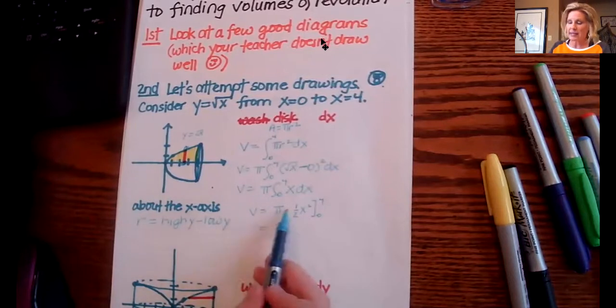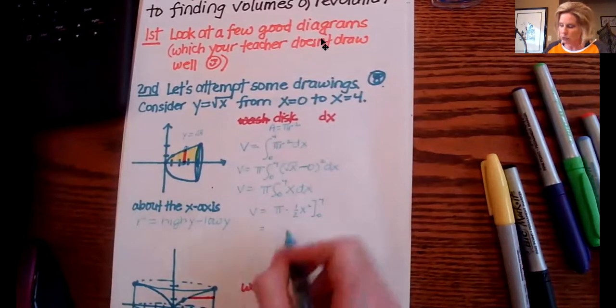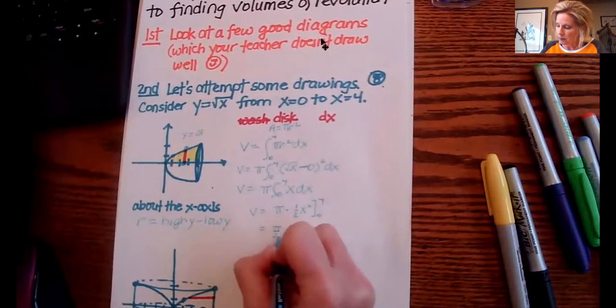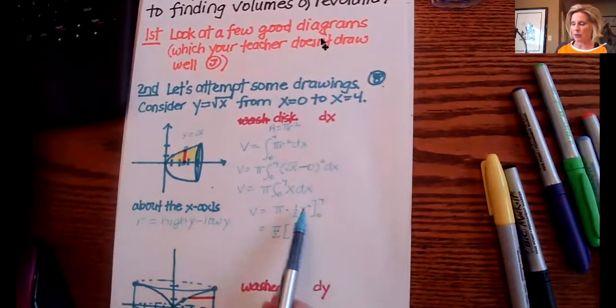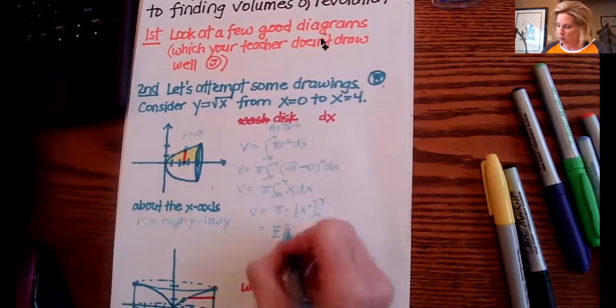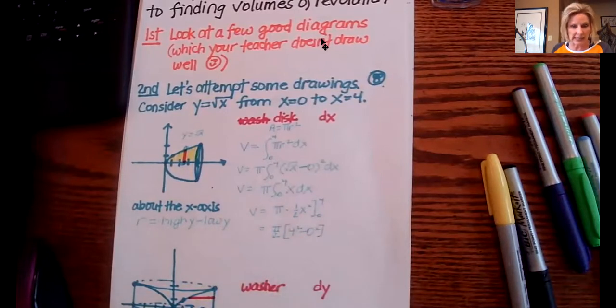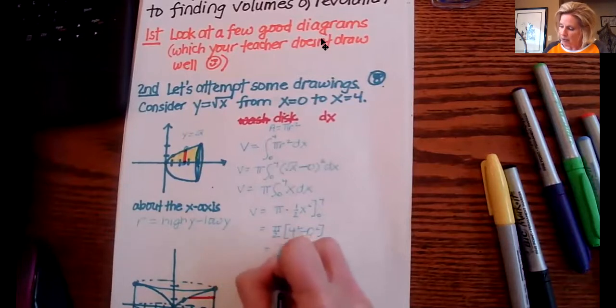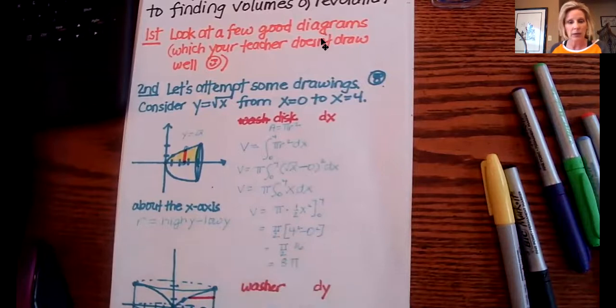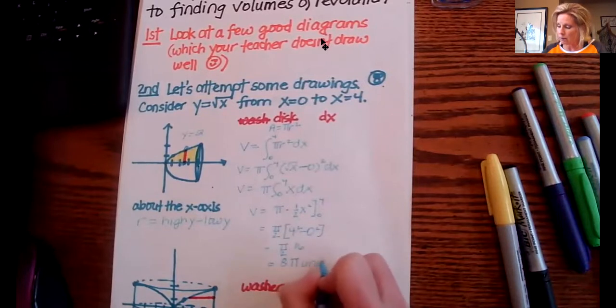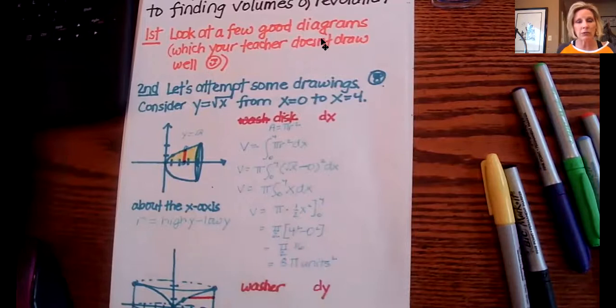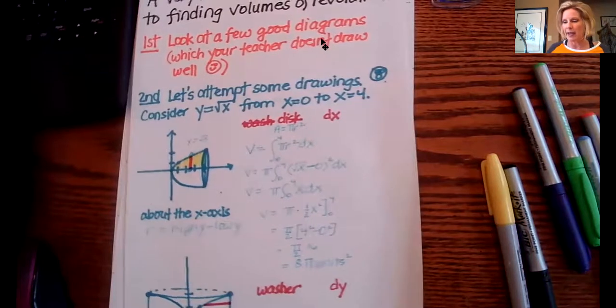I'm going to make that pi times 1/2. I'm going to make it pi over 2. And then I'm going to say, well, that would be 4 squared minus 0 squared. And of course, that's just 16. So pi over 2 times 16 is equal to 8 pi. And it would be units squared. If you're not given units, don't feel like you need to guess at the units, okay? So that was not so bad.